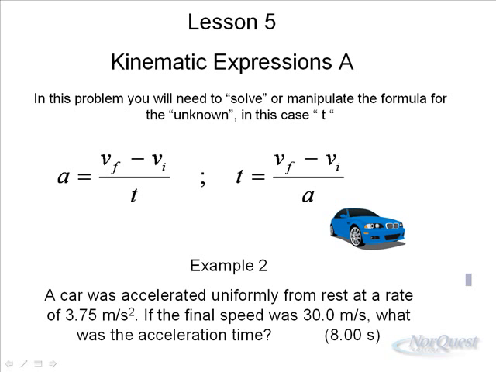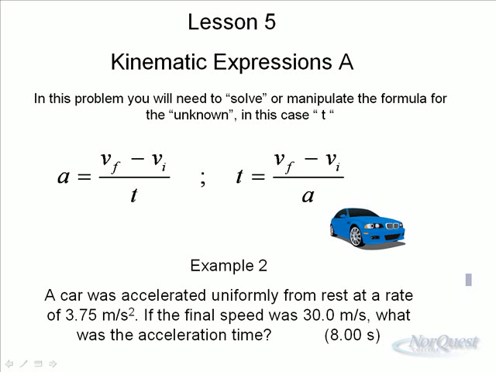Now, in order to do this problem, because you are not given VF and VI and T to just substitute in to get A like you did on the first equation, you need to manipulate this formula and solve for T. And I've shown you the manipulation, the standard formula on the left, and then the manipulated version on the right. What I did was I multiplied both sides by T and divided both sides by A.